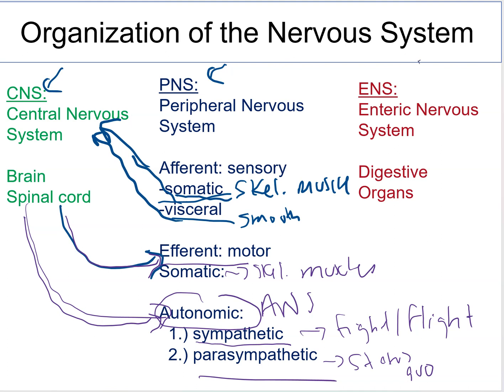Now the ENS stands for enteric nervous system. And this is the nervous system of your gut. And it's okay to say gut because it controls all your digestive organs. So you have a whole lot of neurons and nerves in your abdominal pelvic cavity, in your gut, and their main job is to control digestion. In fact, there are more neurons in your gut than in your entire spinal cord.